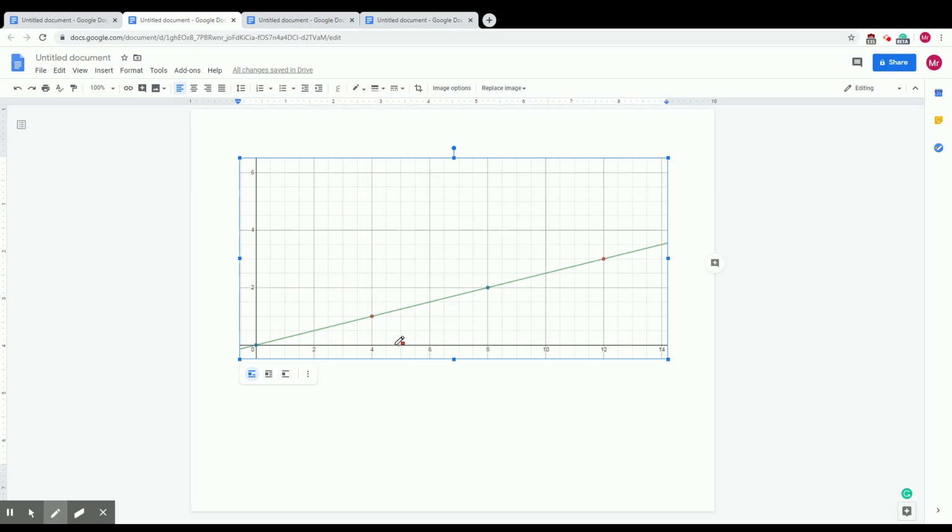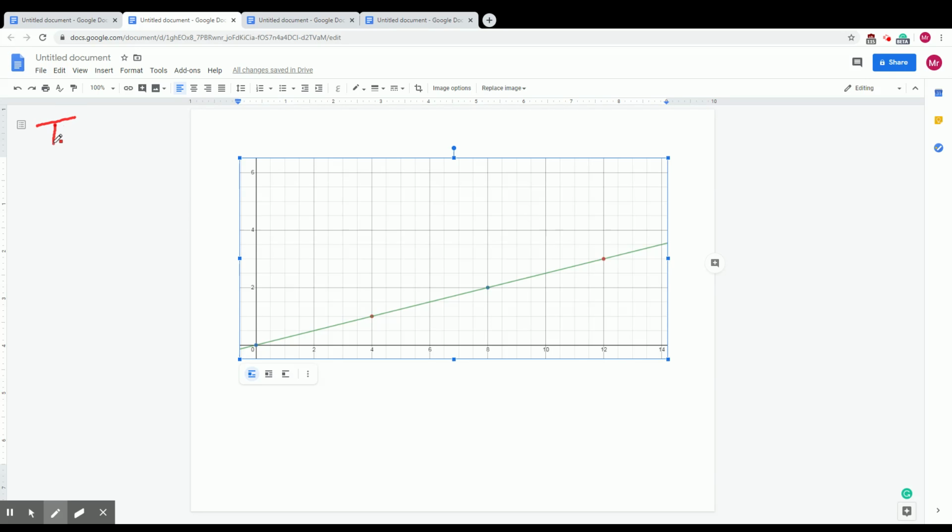All right, but I've got 4 points. 1 is 0, 0. 1 is 4, 1. Remember, you read these right and up. 1 is 8, 2. And then I have 12. Doesn't make it all the way up to 4. It's about halfway, so that's 3. So 12, 3. All right, so let's make a table from that.